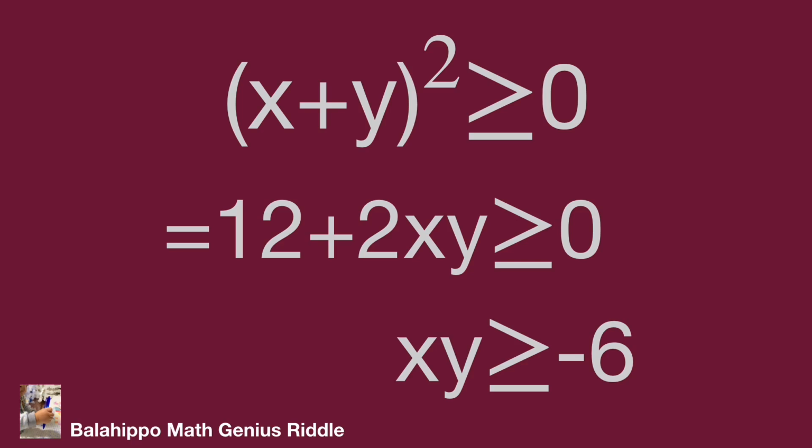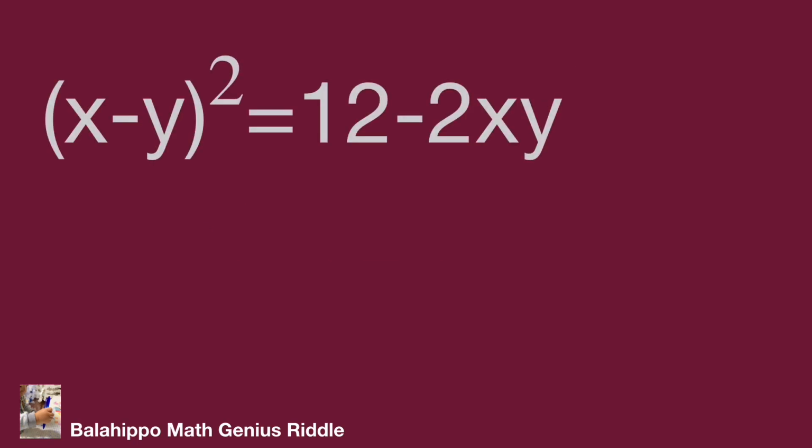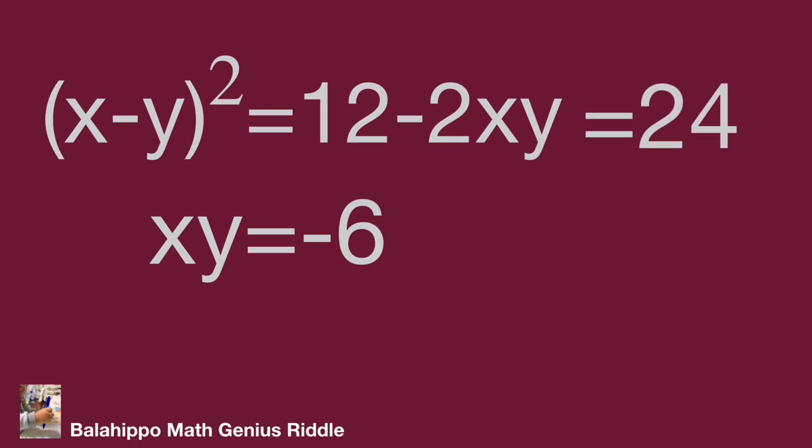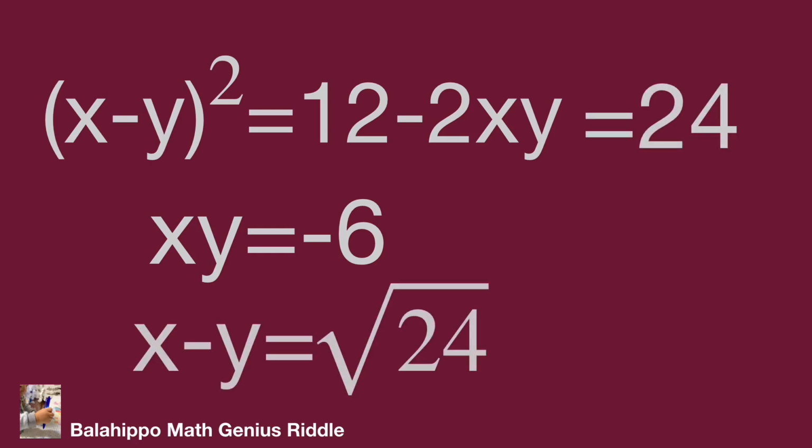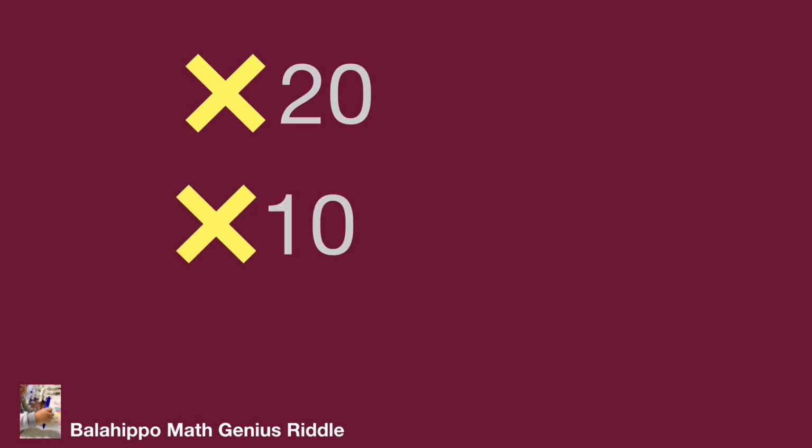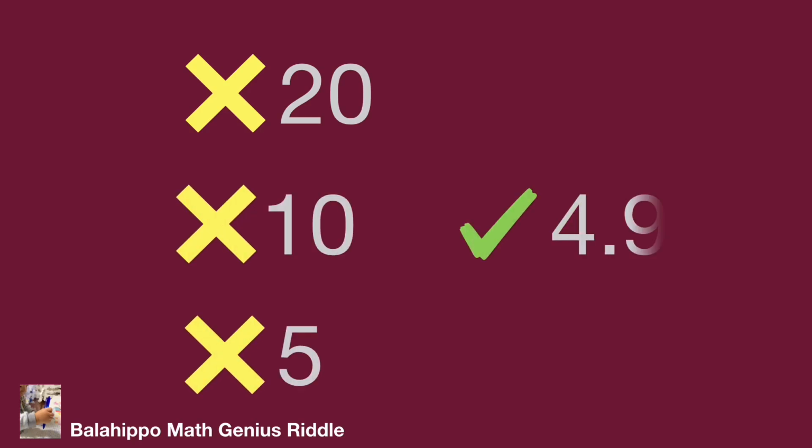So why does xy hit −6? The quantity (x − y)² = 12 − 2xy. If xy = −6, then it equals 24. We get x − y = √24. That's about 4.9. Not 20, not 10 or 5, just 4.9.